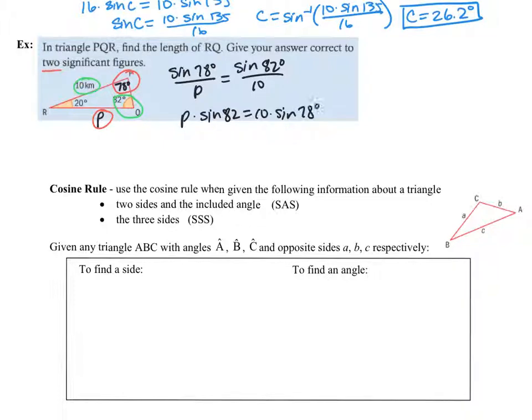Now I'm just writing this out, but remember you could also use nSolve on a calculator. So that means p is equal to 10 times the sine of 78, all divided by the sine of 82, which is equal to 9.9 kilometers.